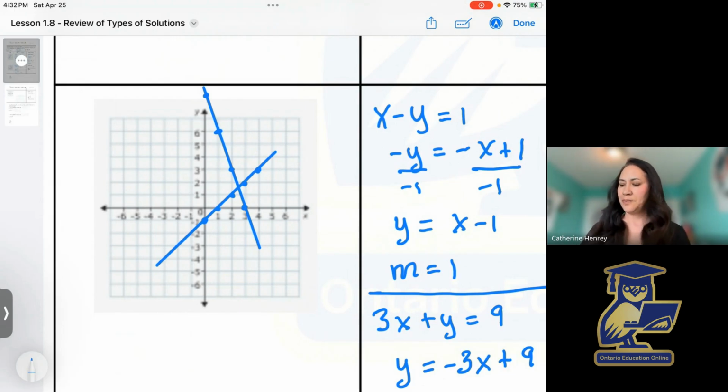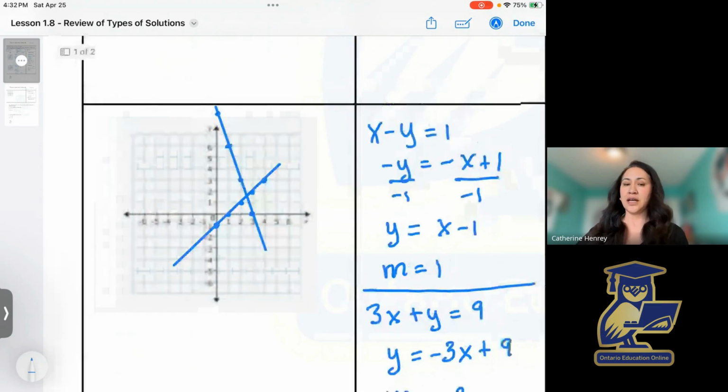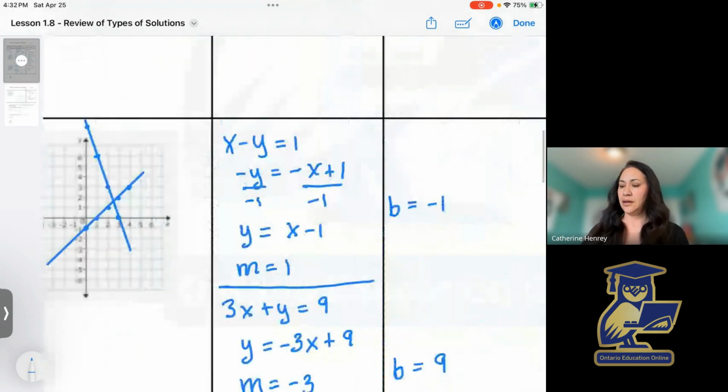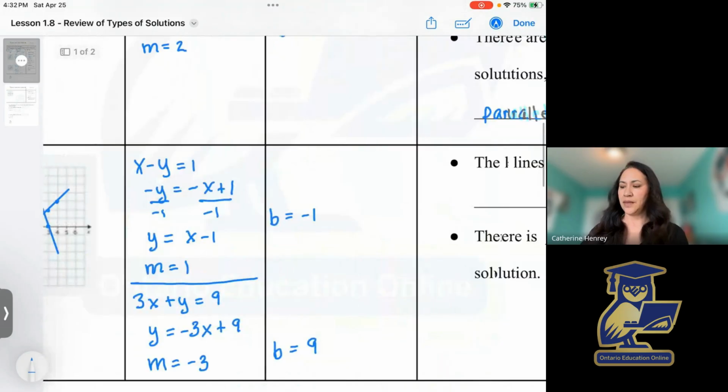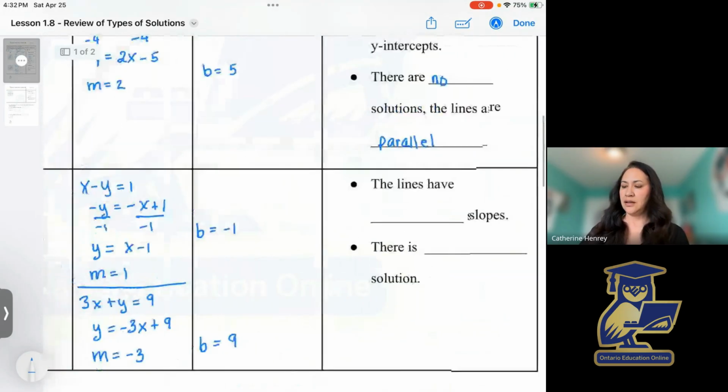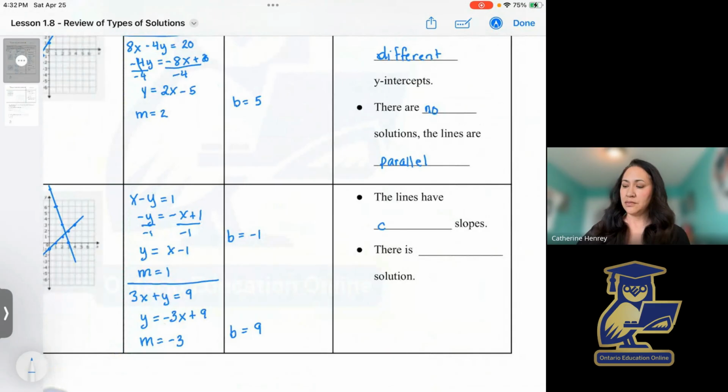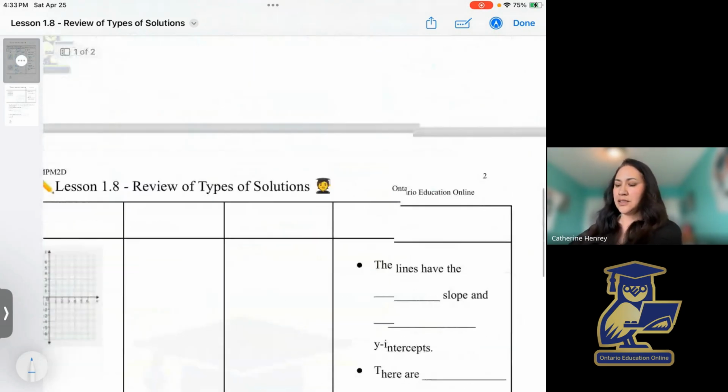Not too bad. So we can see that in this system of equations, these two lines actually cross each other. So for this system, we would say that the lines have different slopes, and there is one solution. So there is one point at which these two lines cross. Let's go on to the next.